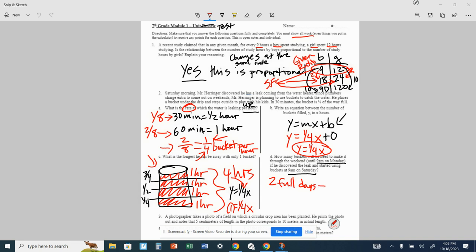right? Keep in mind each day is 24 hours. So if it's 2 full days, it should be 48 hours, right? If there's 48 hours for dripping, and we know that each bucket fills in 4 hours, all we have to do is divide it. 48 hours divided by each bucket is 4 hours. We'll find out how many buckets we need. 48 divided by 4 is 12. We need 12 buckets. 12 buckets. Okay? 12 buckets is what we need.